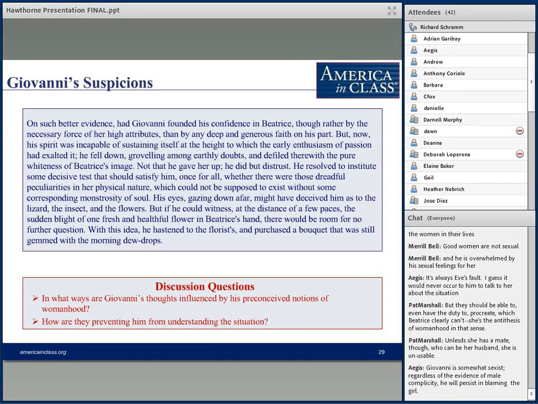Right, yeah. Pat responds here: unless she has a mate who can be her husband, she is unusable. So her fertility is limited. Giovanni is somewhat sexist. Regardless of the evidence of male complicity, he will persist in blaming the girl.